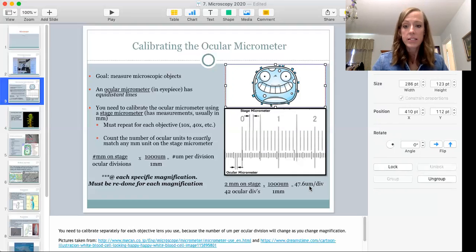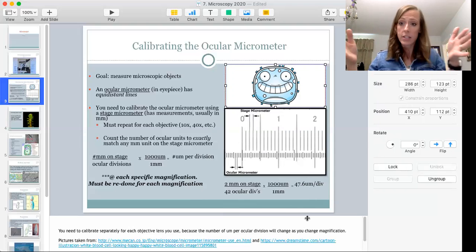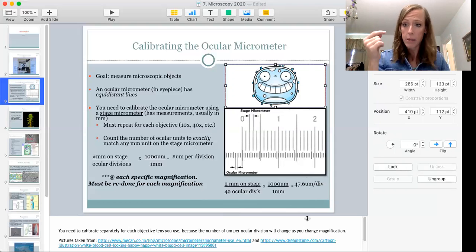Okay, now this has to be at a particular objective lens. So this could be at the 10x magnification. You would have to redo that at the next greatest magnification, say the 40x magnification, because when you place your cell at a different objective, it's going to look like it takes up more lines on the eyepiece.